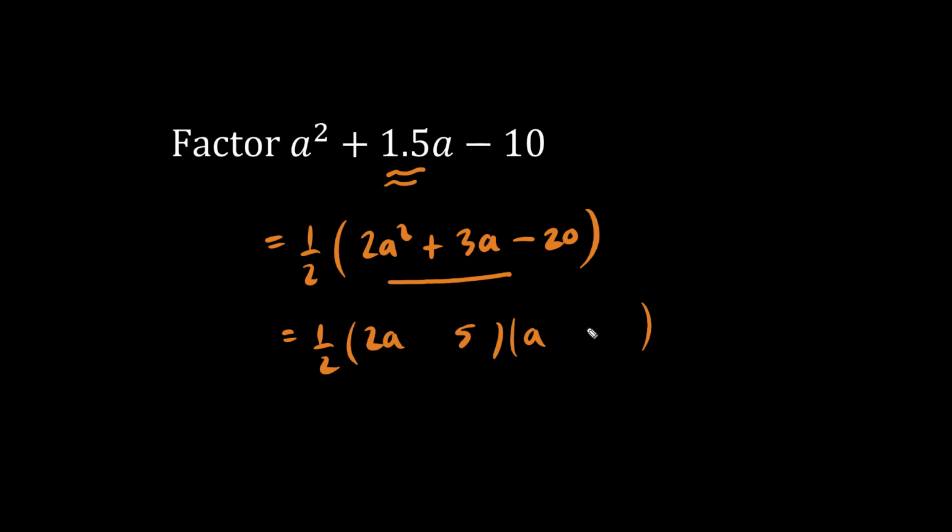So after trying many times, we have 5 and 4. Because negative 5 times 4 is negative 20. And we have 2a times 4 is 8a, minus 5a is 3a. So this here is a fully factored form.